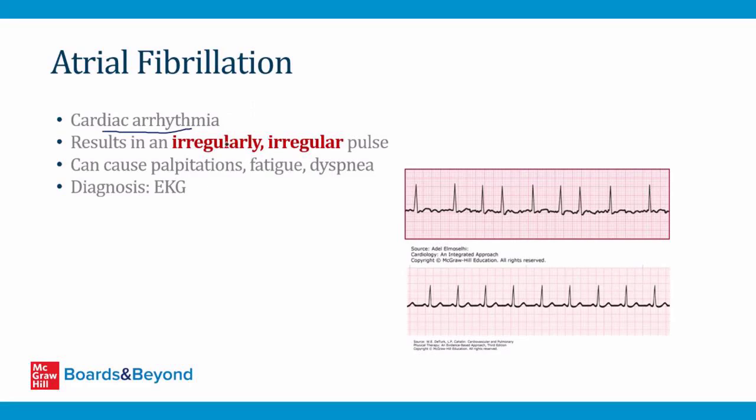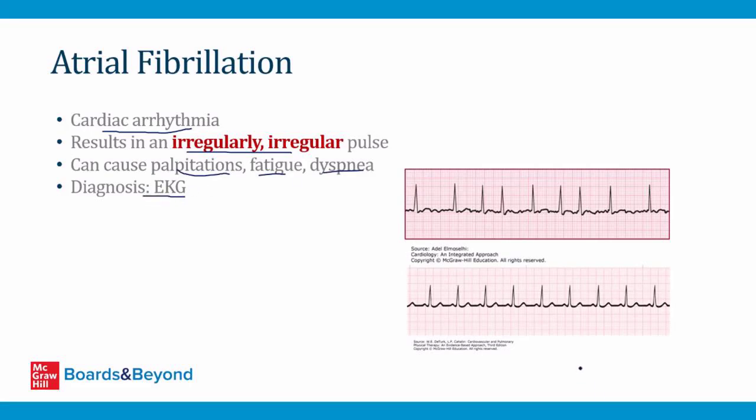And it results in a pulse that is irregularly irregular. That's how the heart is beating. That's how the ventricles are contracting, in an irregularly irregular manner. This can cause symptoms like palpitations, fatigue, and dyspnea. We'll talk about this in a minute. And the diagnosis is made by EKG.